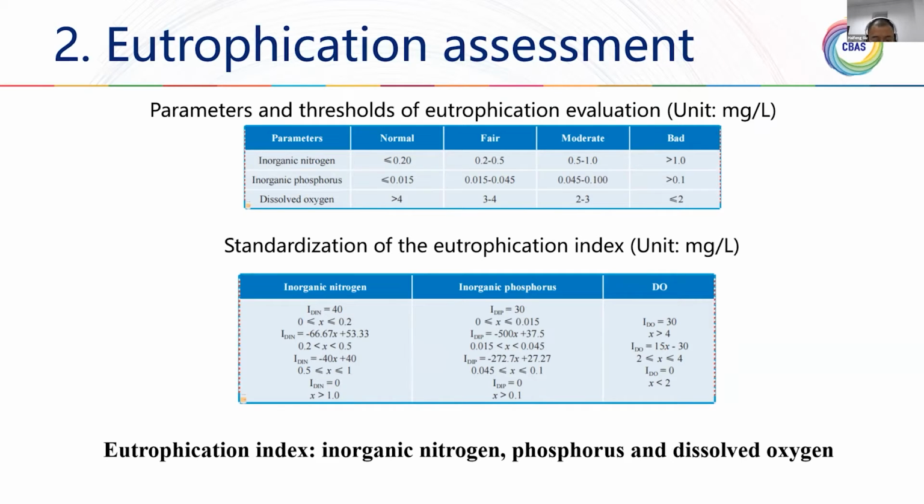For each parameter, they were quantified with a linear equation. For instance, DIN less than 0.2 milligram per liter will score 40, but only score 0 if it is greater than 1 milligram per liter. So the same situation applies to inorganic phosphorus and DO.